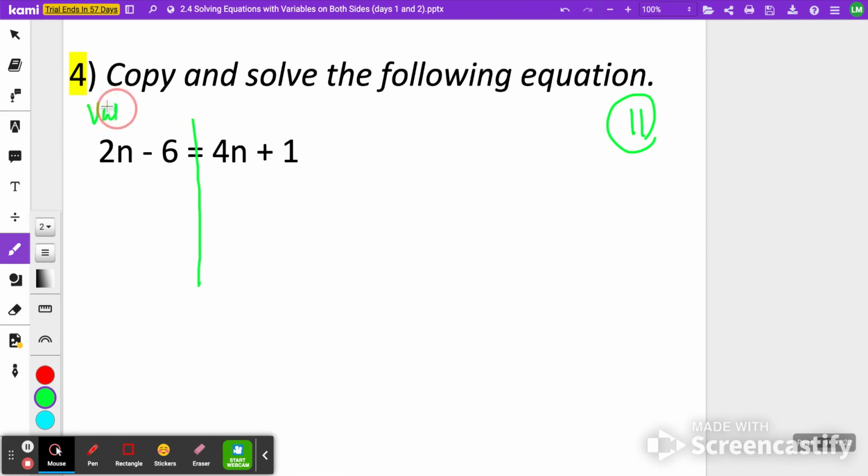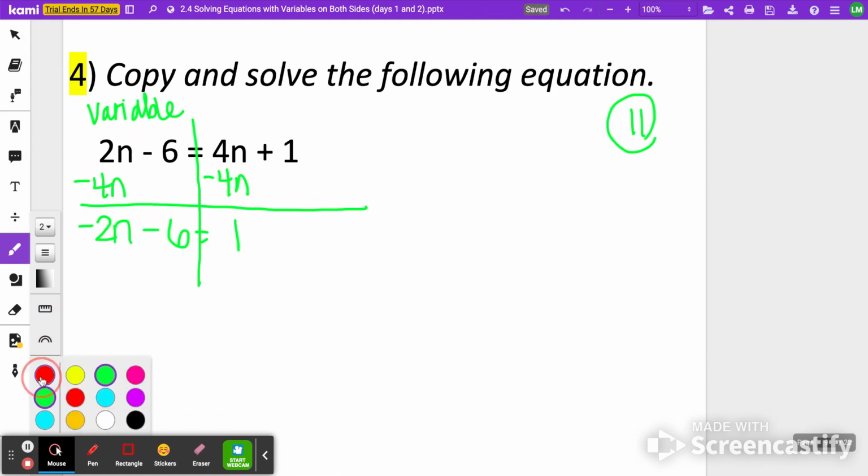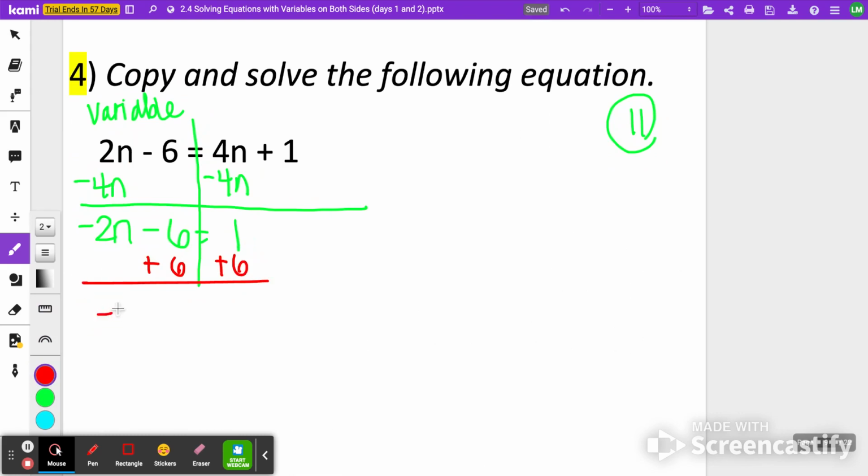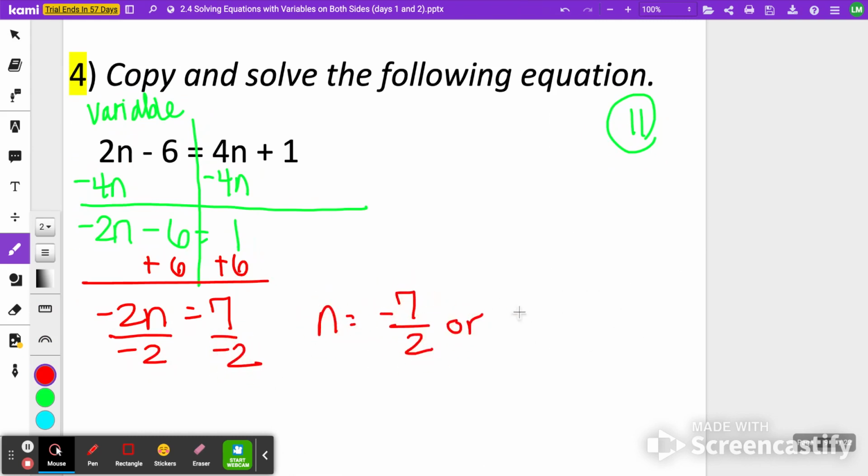All right, for number 4, I decided variables would be on the left-hand side, so I'm going to subtract 4n from both sides first. So subtracting 4n from 2n, that's a negative 2n, minus 6 is equal to 1. Once you get to this point, this is just a 2-step solving equation. Adding 6 to both sides, I'm going to get negative 2n is equal to 7. Dividing both sides by negative 2 is my final step. n is equal to negative 7 over 2, or negative 3 1/2, or negative 3.5.